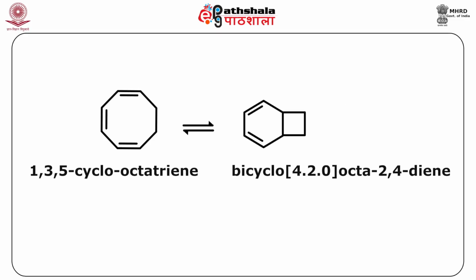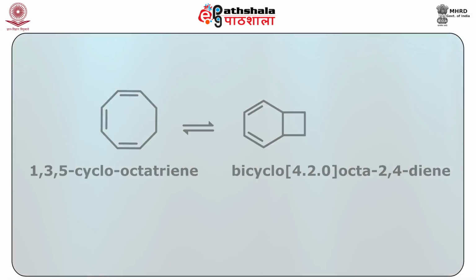Similarly, let us look at another example where you have 1,3,5-cyclooctatriene getting rearranged into bicyclo[4.2.0]octa-2,4-diene, and you can notice that no hydrogen, no carbon is getting shifted, it is simply the electrons joining and you are getting this new structure.